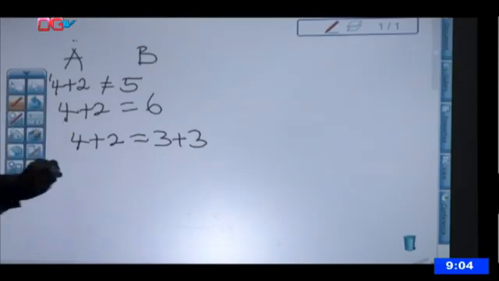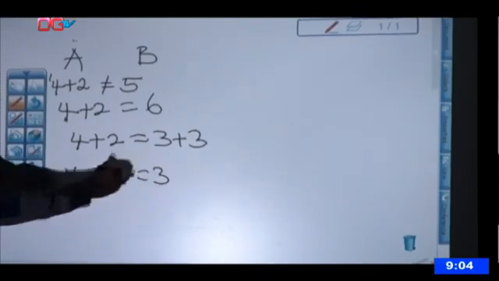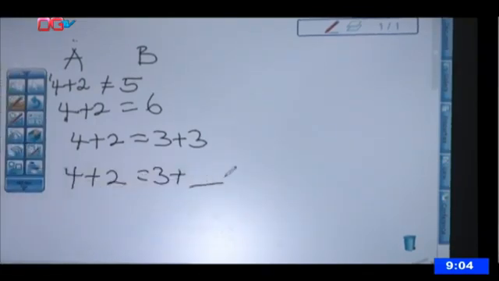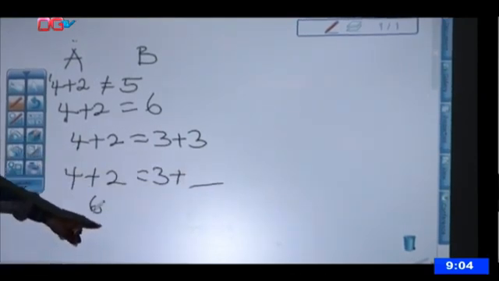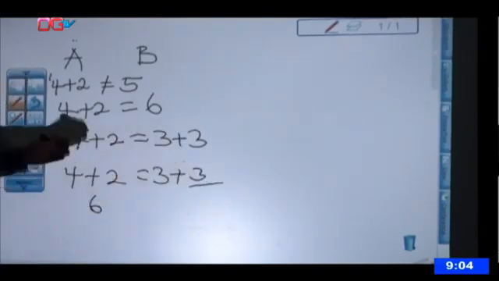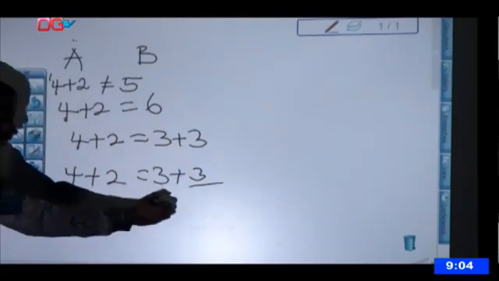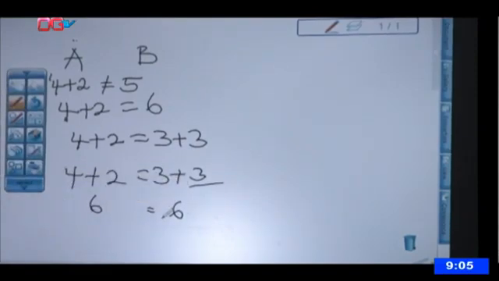For instance, let's say we have 4 plus 2 equals 3 plus dash. Now, to make this equation balance, it is very simple. We are just going to sum this up. This will give us 6. And we now look for the number to place here that will equal 6 to make it balance. Very simple, isn't it? 3. 3 plus 3 will give us 6. So you can see both sides are equal. Now let's proceed.